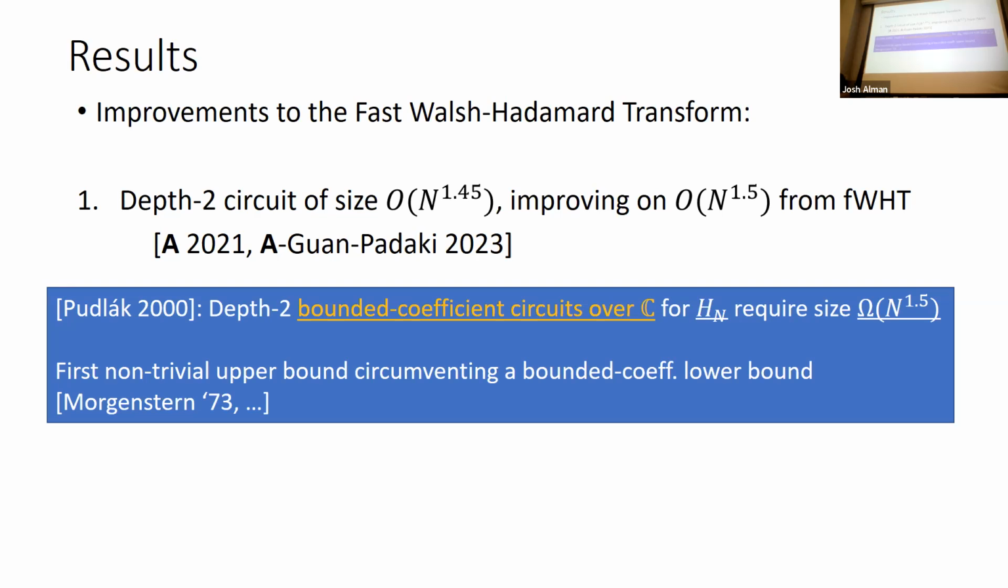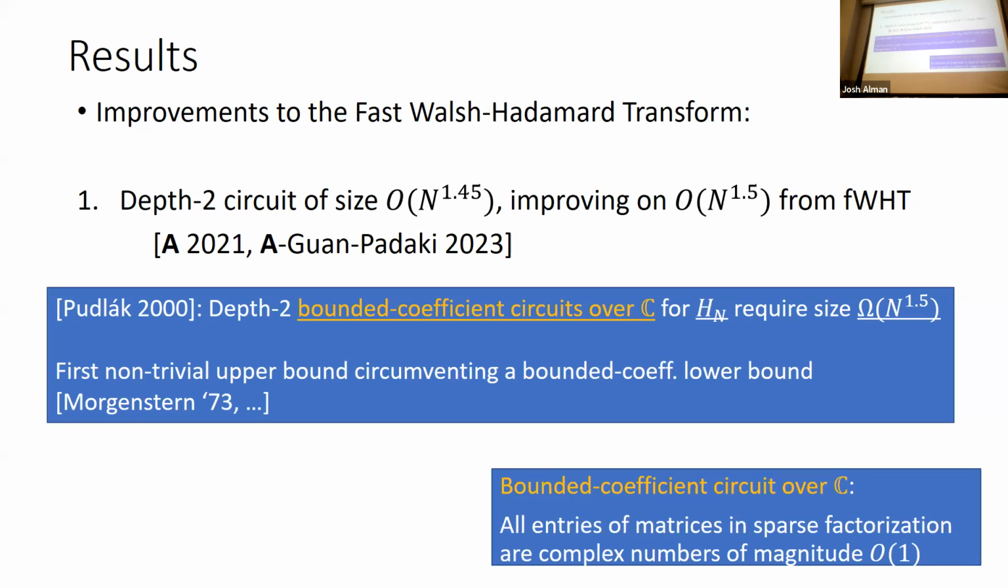to the 1.5. By bounded coefficient circuit, what I mean is that when we have this factorization of the matrix into a product of two sparse matrices, all the entries of those matrices, where we're working over the complex numbers, should be complex numbers of at most constant magnitude. So they're the coefficients and they're bounded. And if you look at how the fast Walsh-Hadamard transform works, really all the coefficients are just ones and minus ones. So they really are constant, a constant bounded coefficient circuit.